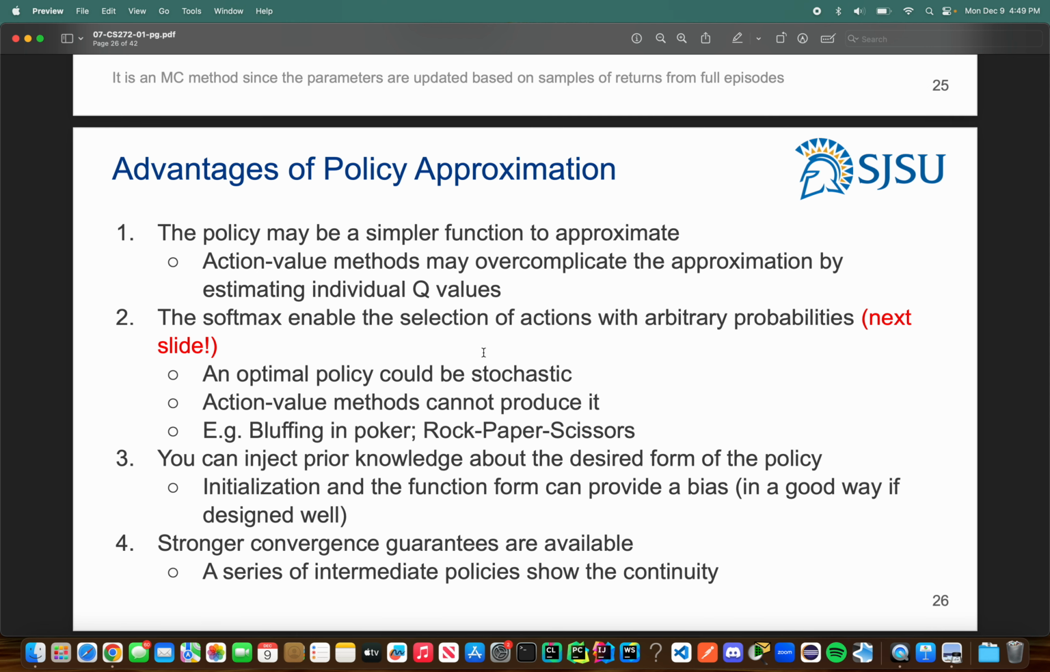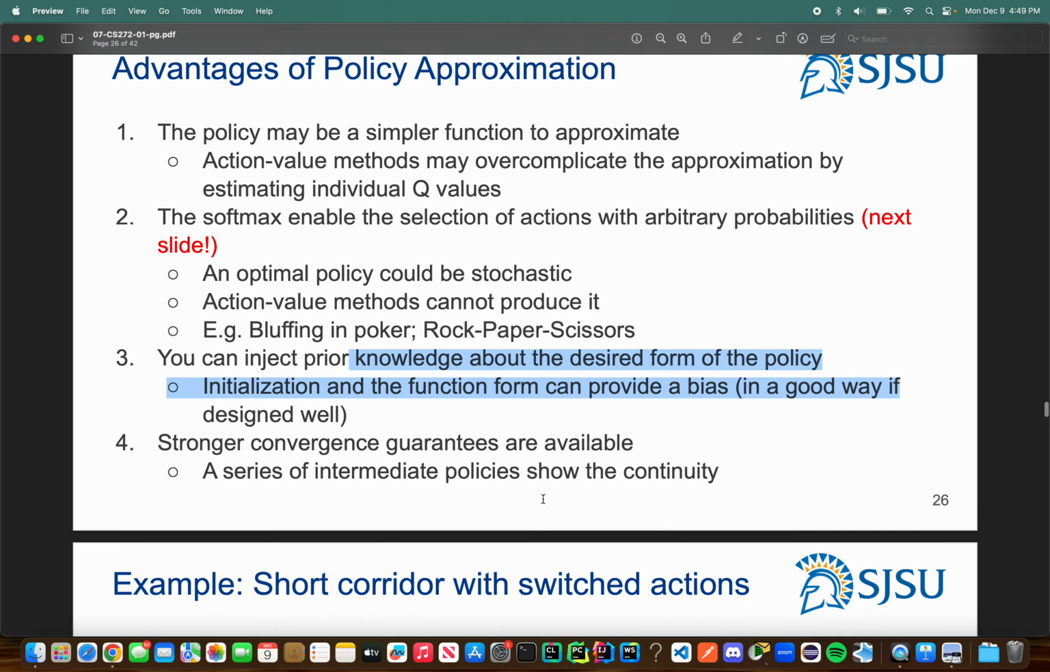Policy approximation is pretty good. Instead of estimating individual Q values, we propagate our knowledge across the entire state space. Softmax. And you can inject prior knowledge.